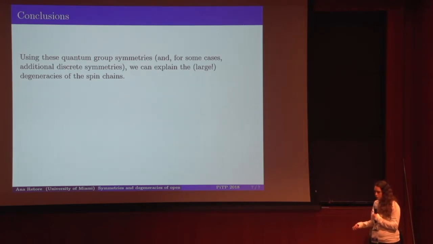Something that should be intuitive, I think, is that if we just take a random matrix, then we don't have high degeneracies. We only have like 1, 1, 1. It's really unlikely to have high degeneracies. So since we had high degeneracies, we have a hint that there should be some symmetry. We explain these degeneracies using quantum group symmetry and some additional discrete symmetries that I don't have time to show. Thank you.